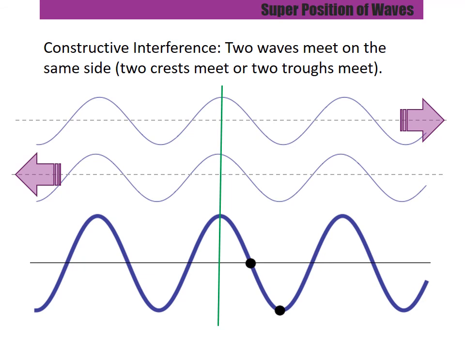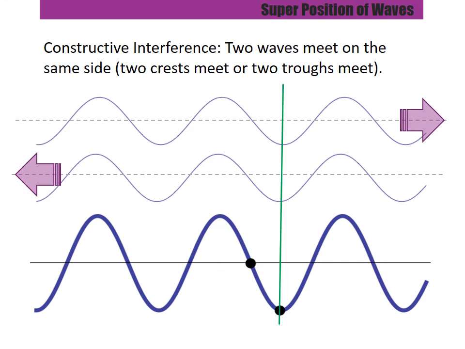Constructive interference happens when two waves meet on the same side. An example would be when two crests meet or two troughs meet. Both waves are on the same side of the rest position when they meet. In this case, the wave traveling to the right is pulling the slinky up. The wave traveling to the left is pulling the slinky up. And then in the slinky itself, we see an amplitude that is the addition of both amplitudes of the two waves traveling in that slinky. So if this is 2 units high and this is 2 units high, this would be a total of 4 units.